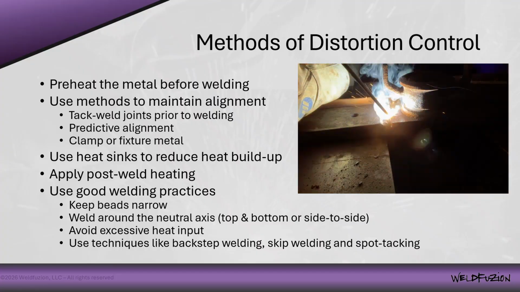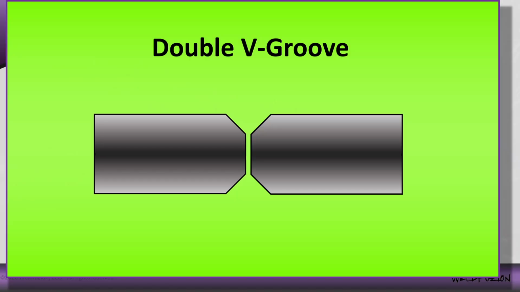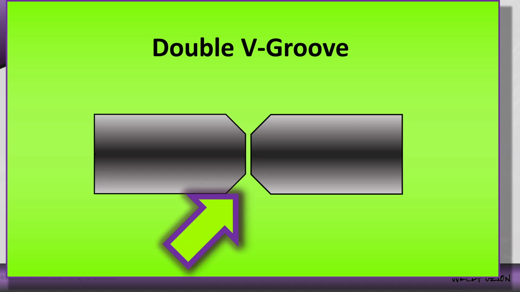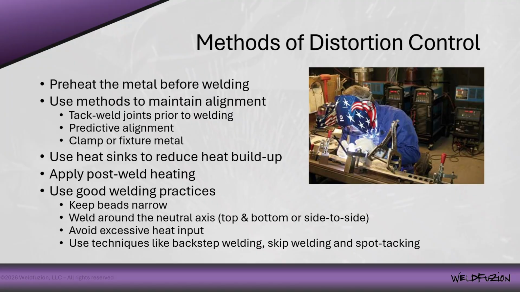On the other hand, if we were to design a double V groove where we flip the part over and we put the second pass on the backside, that backside weld would balance the distortion from the front side, and we would end up with a flat plate. So again, joint design has a lot of influence on how that final weld is going to look.